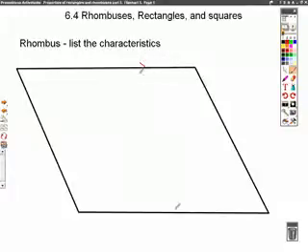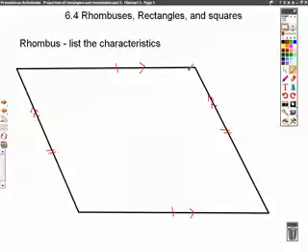We know that this side is parallel to that side. We know this side is parallel to this side. Opposite sides are parallel. That's a parallelogram. We know that this side length and this side length are the same, and we know that this side length and this side length are the same as well. Opposite sides are congruent in a parallelogram.